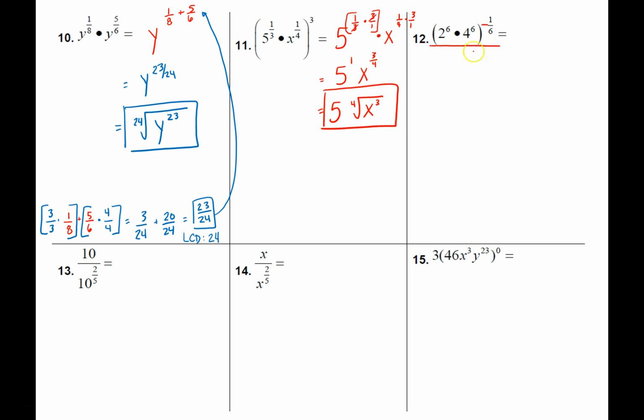This whole thing is over 1, so let's move the whole thing to get rid of this negative down to the denominator. So that is 2 to the 6th times 4 to the 6th, all raised to the power of 1 over 6. Now, because this is all multiplication, I can go ahead and distribute that 1/6.